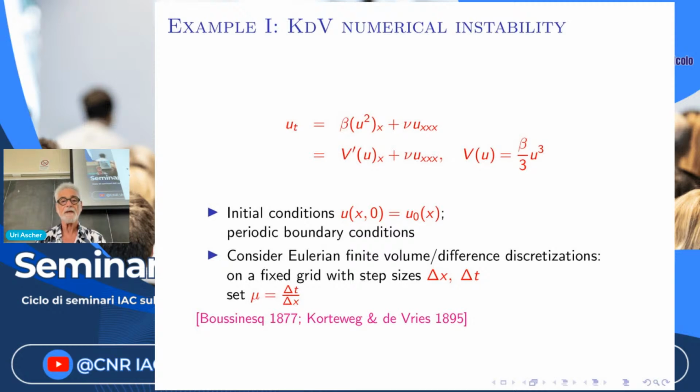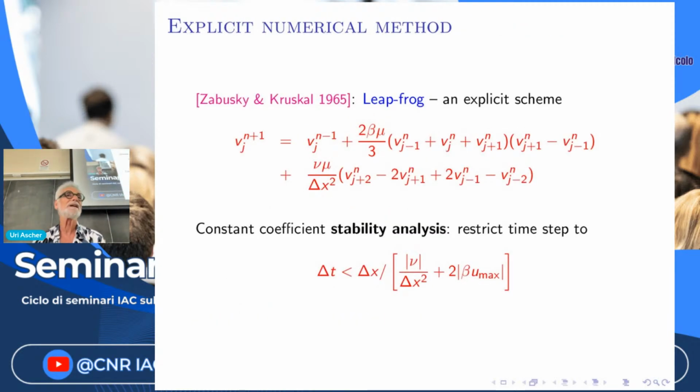Okay, and initial conditions and periodic boundary conditions. And we look at the difference method for that with delta x, the space interval, and delta t, the time step. Yeah. And this has been looked at for a long time. Here is a method from 1965, but by two great applied mathematicians, and they suggested an explicit scheme.